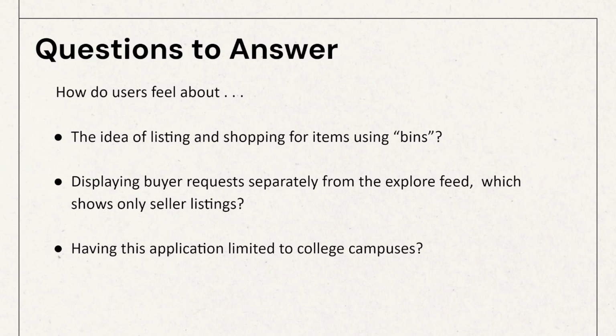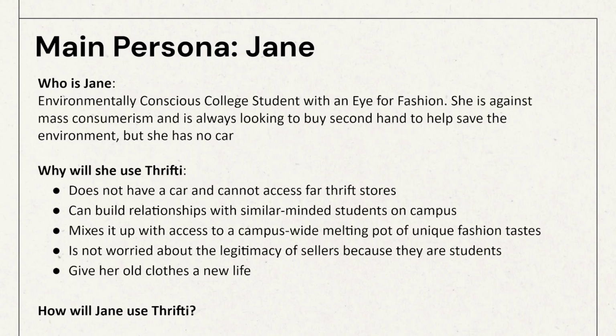The goal of our prototype was to answer how users feel about listing and shopping for items using bins, displaying buyer requests separately from the Explore feed, which only shows seller listings, and having this application limited to college campuses. We expect our primary user to be similar to Jane, an environmentally conscious student who wants to shop secondhand but doesn't have access to a car. She'll use Thrifty to access the variety that a city's worth of thrifting has to offer within reach, letting her build a community with various reliable sellers on her college campus.